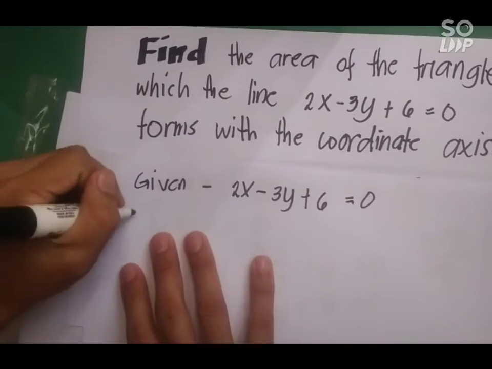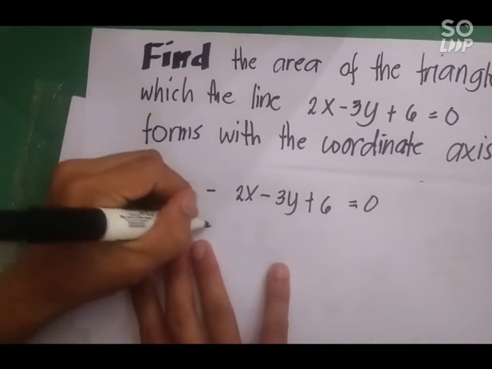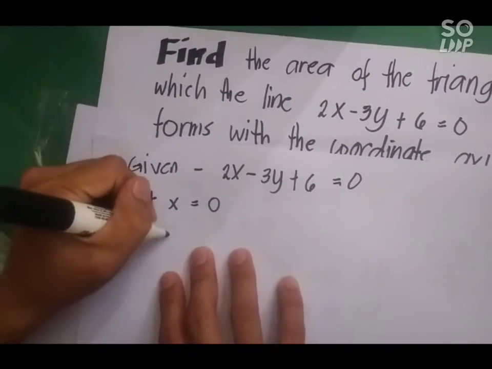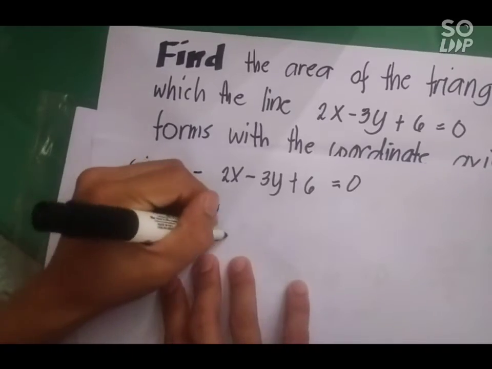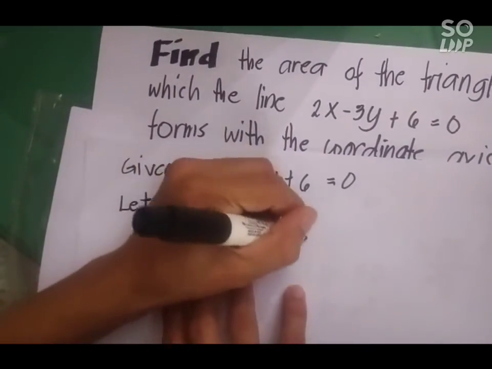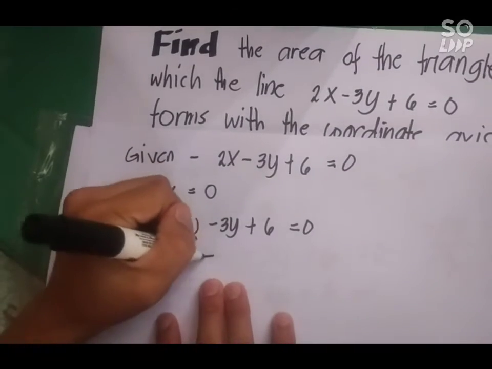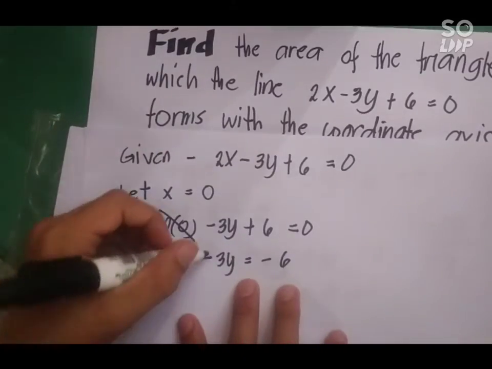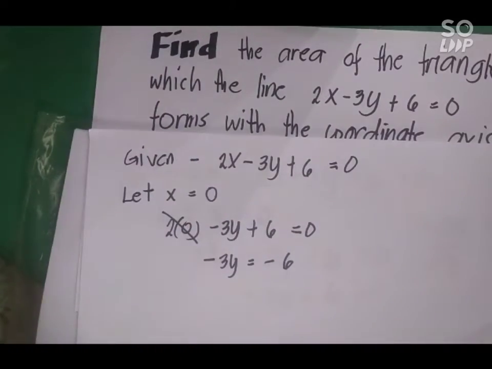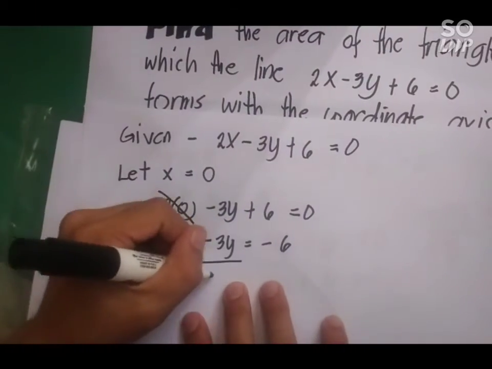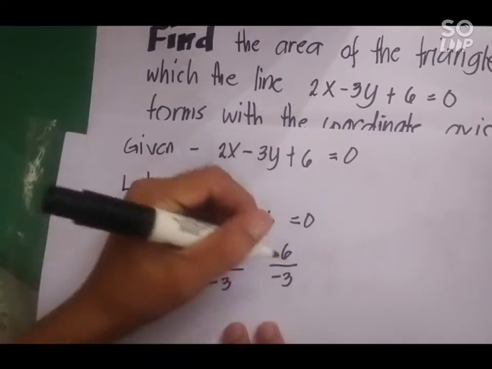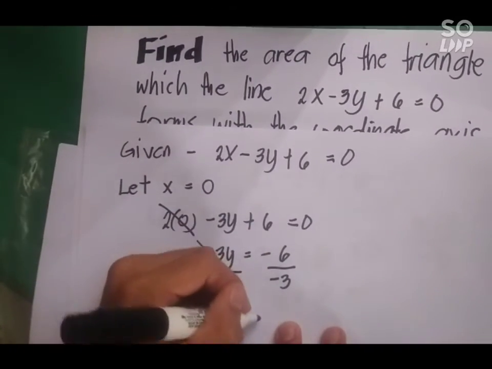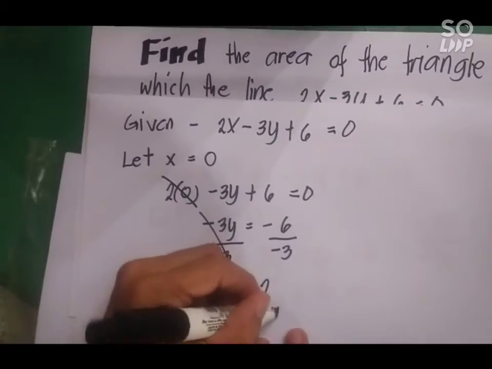So we let x equal to 0 and substitute it. So 0 minus 3y plus 6 equals 0. The 6 cancels out, leaving negative 3y equals negative 6. I will just transpose the positive 6. So negative 6, then we divide by negative 3 on both sides, and the negative 3s cancel out. So y is left, and negative over negative is positive, so the answer is positive 2. So y equals positive 2.